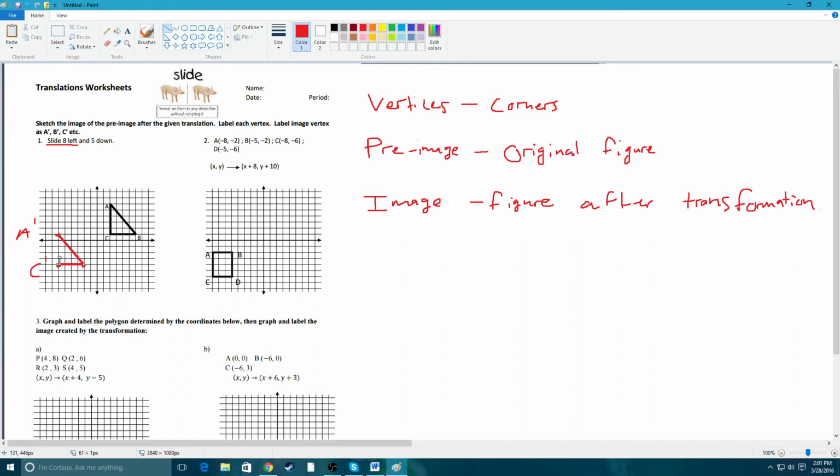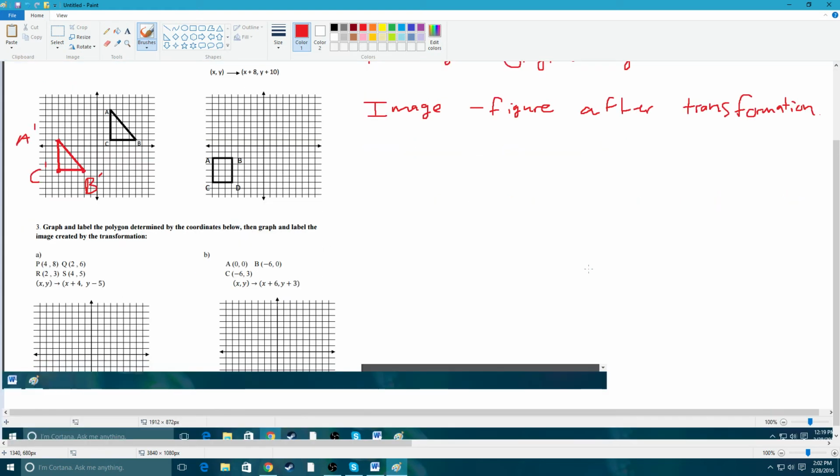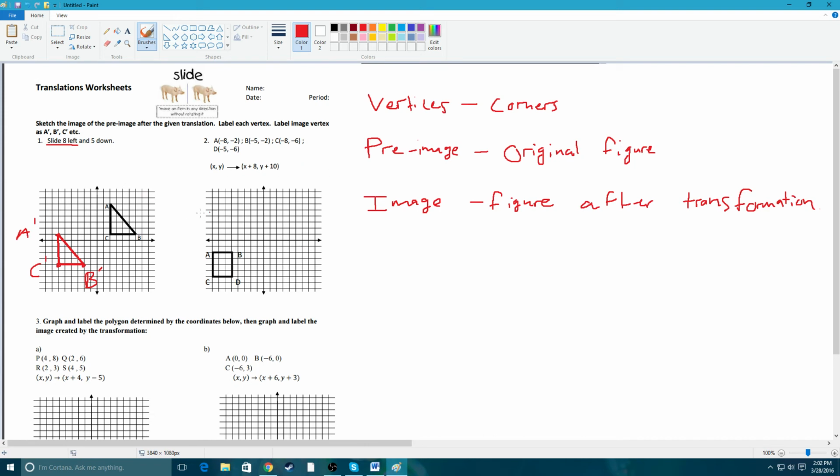So my translated figure would be the triangle in red. Oh, I forgot to label this B prime. Okay. So that's one way of looking at this, of doing a transformation. We're going to look at some others. Okay. So let's look at number 2 here.